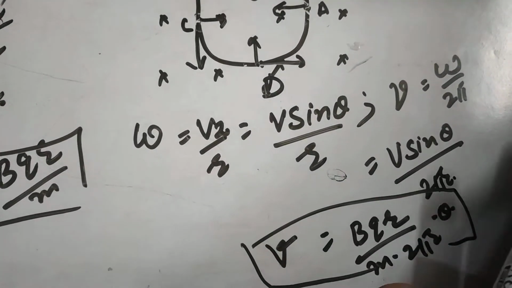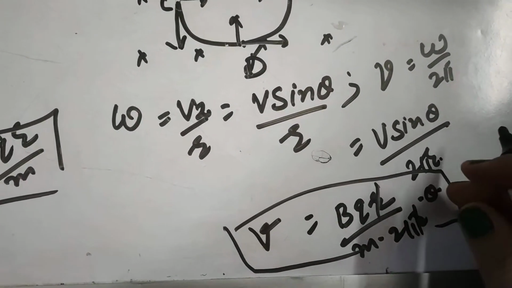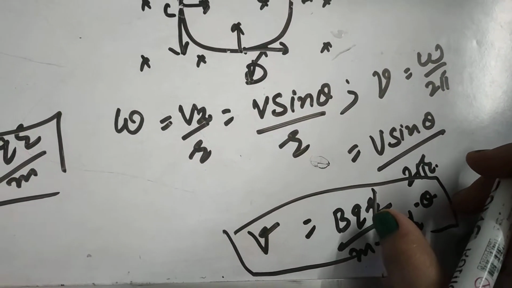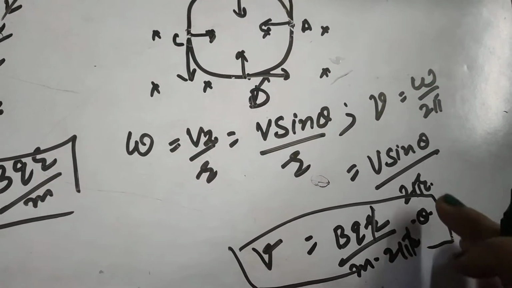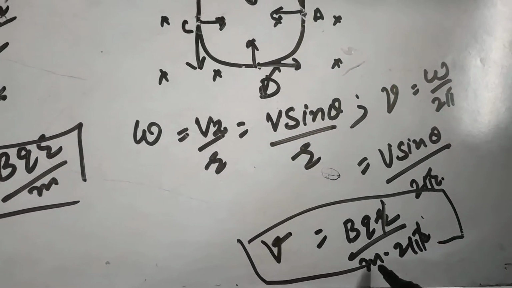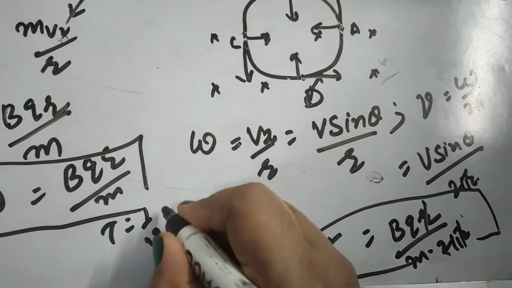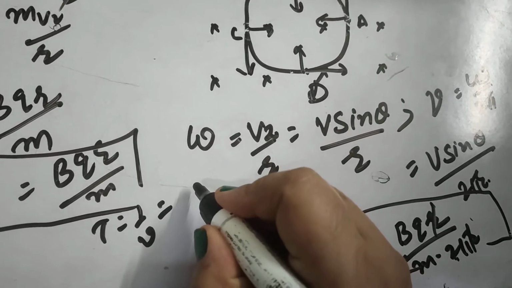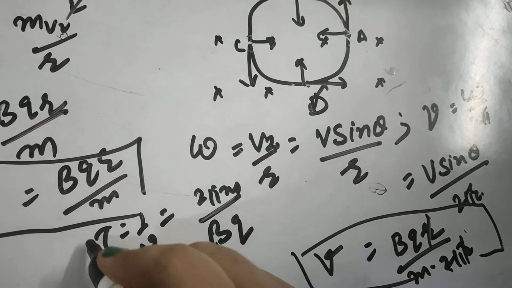Similarly we can find the time period. So the time period will be the inverse of this, with 2 pi r in the numerator and BQr by m in the denominator. So theta will not be there. From this we can find out the time period T is equal to 1 by nu, which is equal to 2 pi m divided by BQ. So this is all about it.